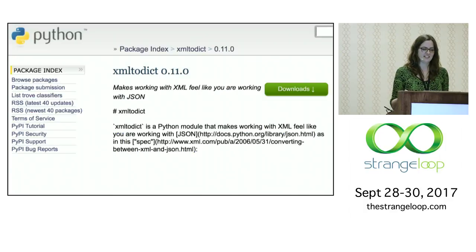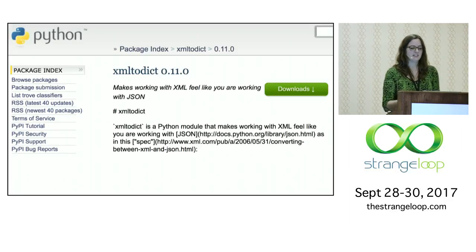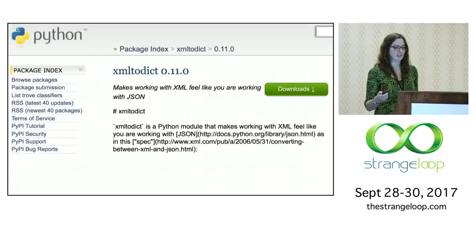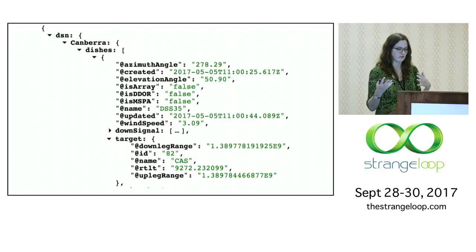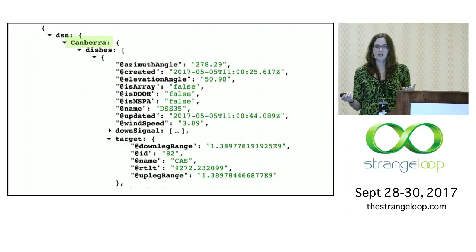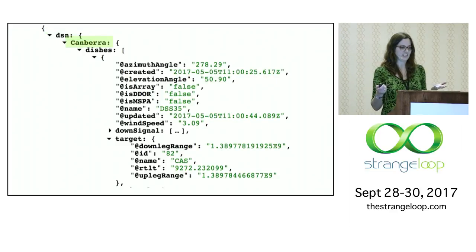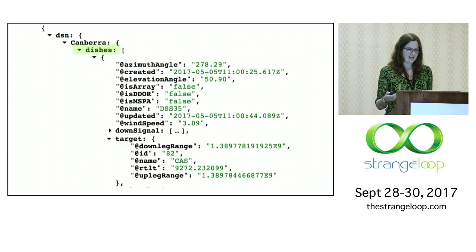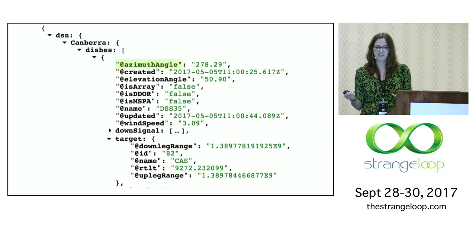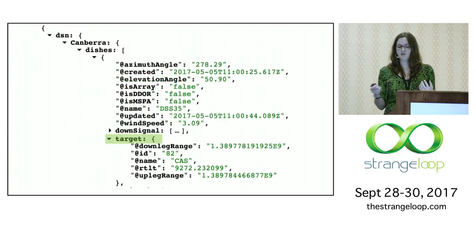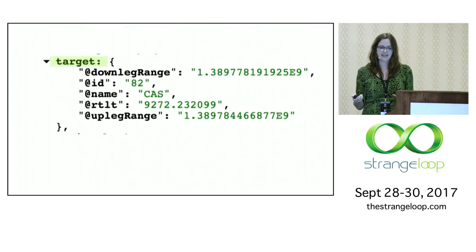But Python to the rescue. There's a Python library called XML To Dict. It's a utility that turns XML into a Python dictionary. So feeding it through that, now we can read it. So the top level, DSN, Deep Space Now, and then this is Canberra. We know what that is. That's one of the locations. And then a list of dishes. And then there's some stuff about the dish, the pointing angle, the wind speed, its elevation, and then there's this target field. And under that is a name.